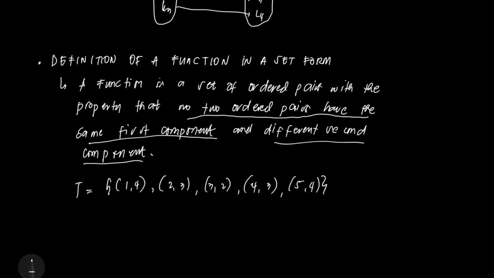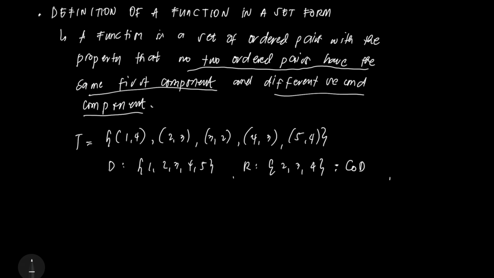So let's check if this is a function. Can you find two ordered pairs with the same first component and different second component? First, let's write the domain. The domain of this is 1, 2, 3, 4, 5. How about the range? The range is 2, 3, and 4. This is also the codomain. Okay. So obviously this is a function because we cannot find two ordered pairs with the same first component and different second component. Actually, you can map this one, the one we did a while ago.